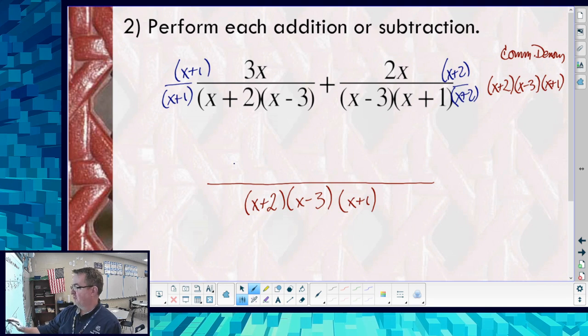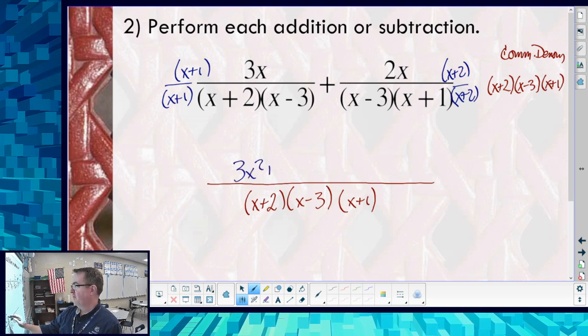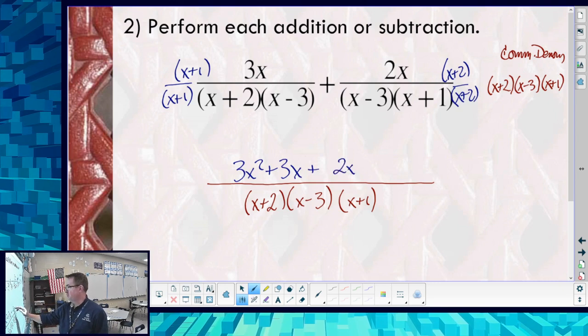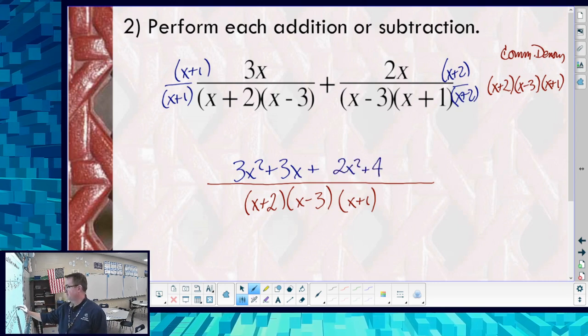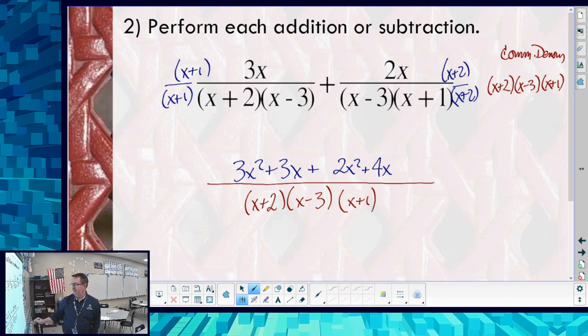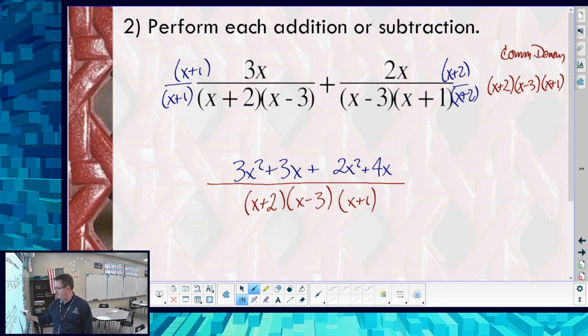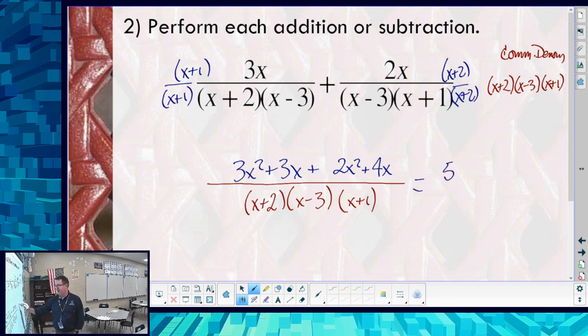When I multiply the first part here, I'm going to get 3x squared plus 3x. The second side is going to turn into 2x squared plus 4x. And then when I combine all of that together, so again, I'm going to simplify the top. And I'm going to get 5x squared.